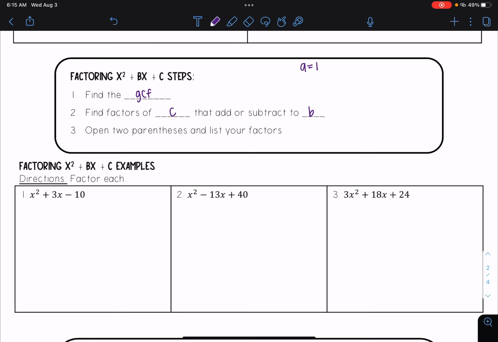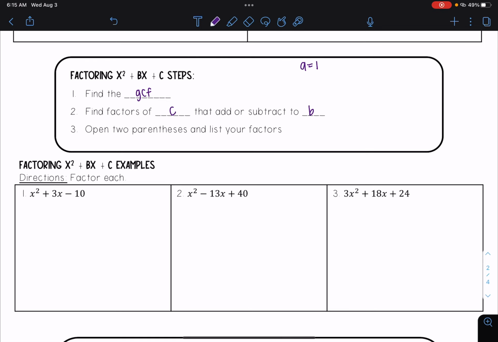Okay, so for number 1, I have x squared plus 3x minus 10. Since a is just equal to 1, there is no GCF here, so I can't factor that out. So I'm going to move to step 2. So I want to find factors of c, which, remember, this is a, b, and c. So I want to find factors of negative 10 that add or subtract to equal b, which is 3.